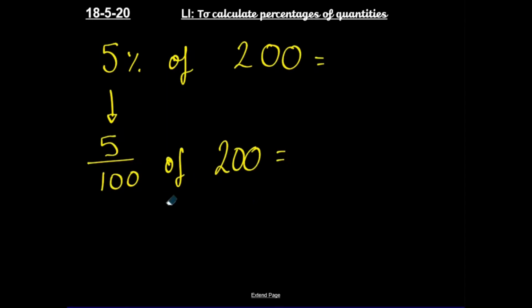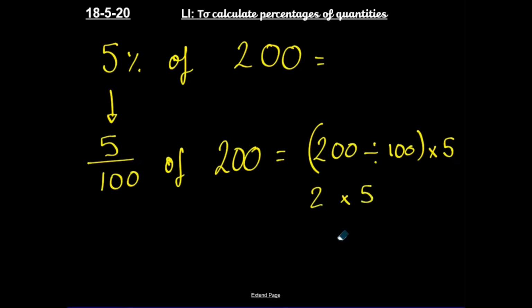5 over 100 of 200. Well, then I'm just finding fractions of an amount. Okay, so to do that one, 5 over 100 of 200, I would do 200, divide it by my denominator, which is 100, and times it by my numerator. Well, 200 divided by 100 is 2, and times that by 5, which is equal to 10.